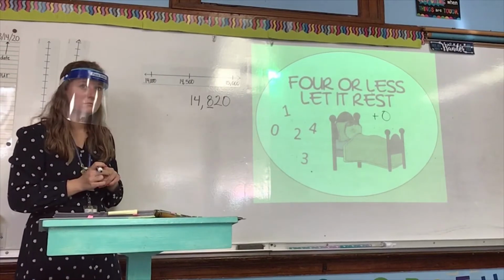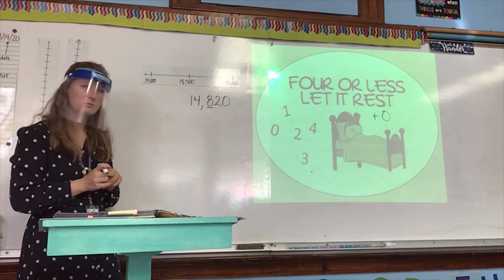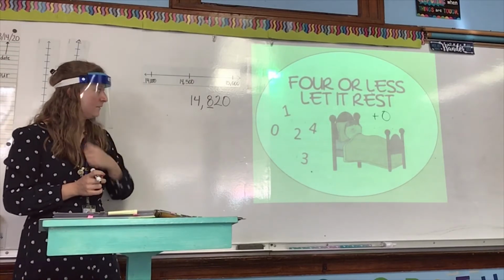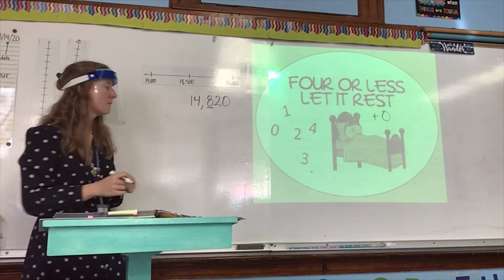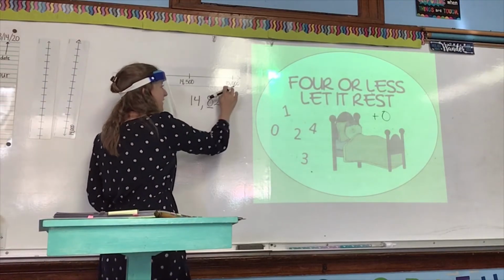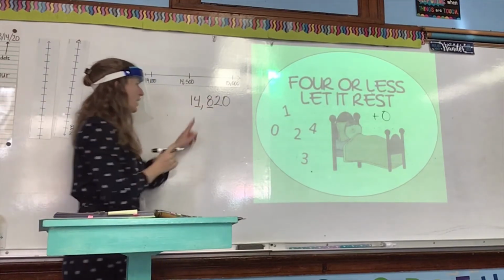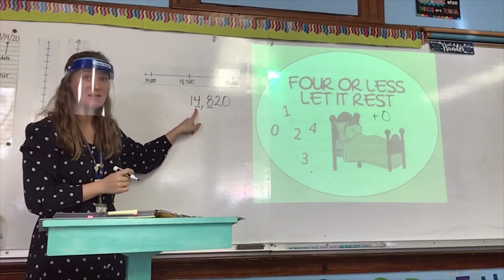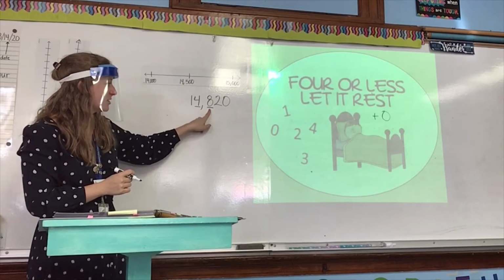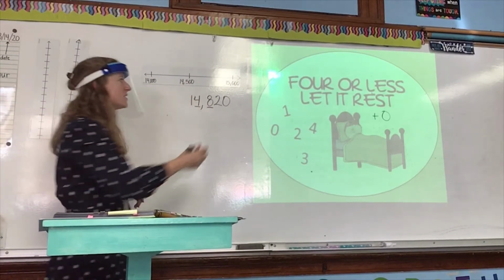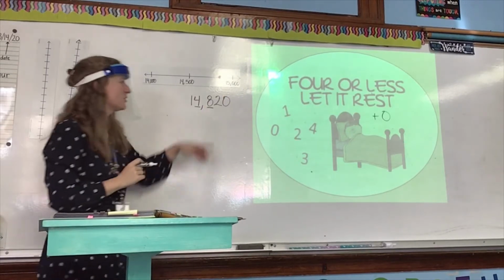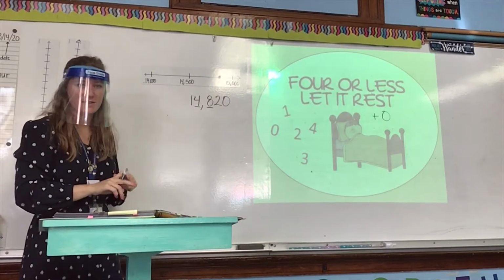14,820 is less than 15,000. How do you know? Because 5 is greater than 4. The 5 in the thousands place is greater than this 4 in the thousands place, and the 8 in the hundreds place is greater than this 5. So we know 14,820 would go maybe right about there.